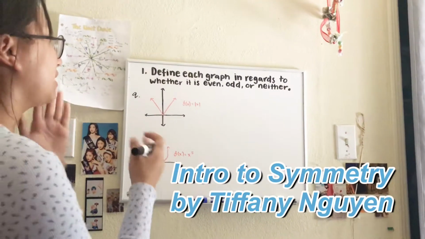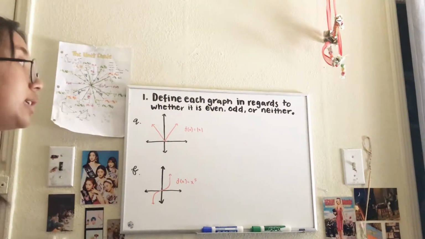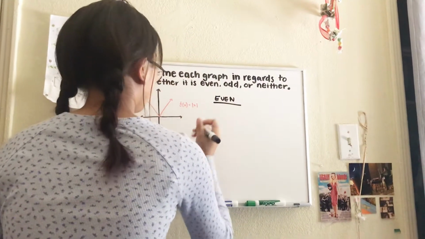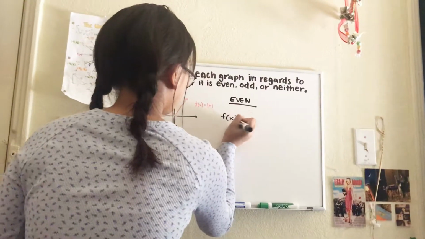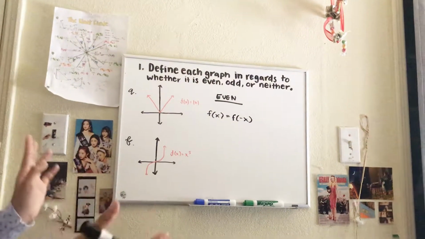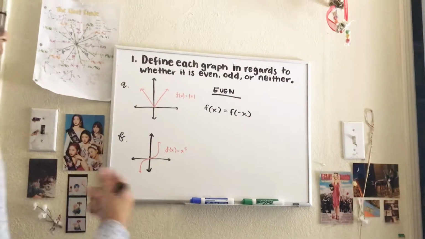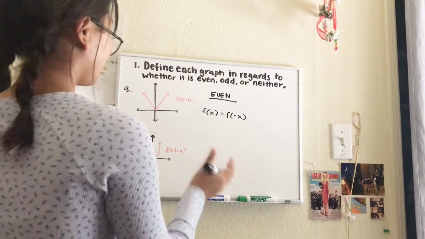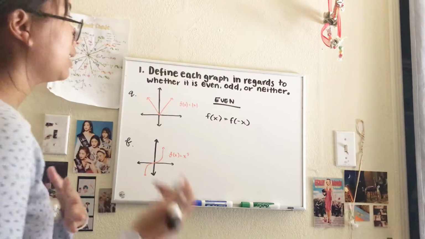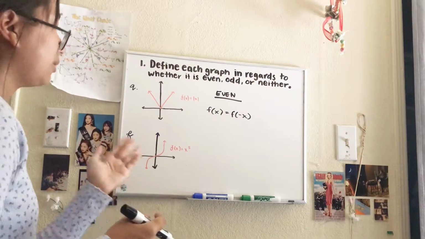The problem we have here today is to define each graph in regards to whether it is even, odd, or neither. To start off, what exactly is an even graph? Well, an even graph is best described by the equation f of x equals f of negative x. In a sense, if you were to replace the x's in the equation with a negative x, you would get an equivalent equation, because this describes a reflection over the y-axis, and even functions, or even graphs, are attributed with the idea that they are reflected over the y-axis.